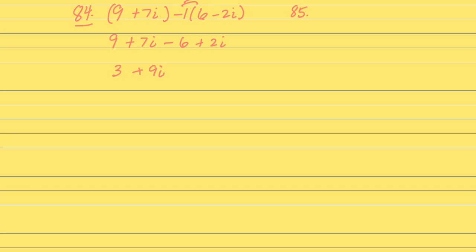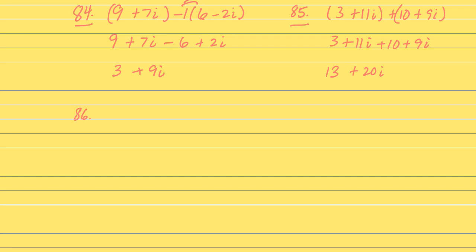85. We're doing number 85, so we have 3 plus 11i plus 10 plus 9i. And if you want to take off the parentheses, you can. So you have 3 plus 11i plus 10 plus 9i. You're going to combine the real part, so 3 plus 10 gives you 13, 11i plus 9i gives you 20i. So that's number 85.